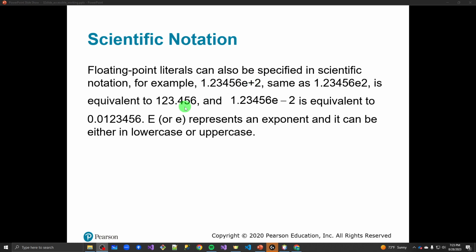All right, so that's scientific notation. You can use scientific notation anytime you want. The capital E or the lowercase e represents an exponent, which means raise 10 to whatever power we see there.